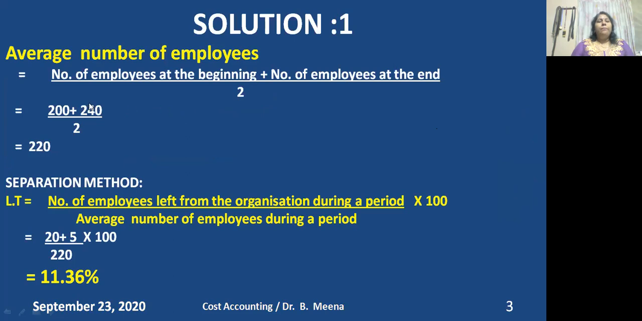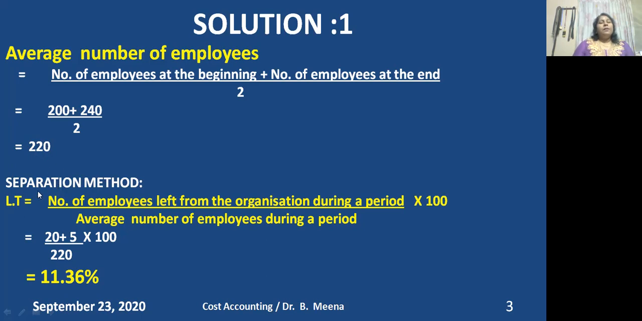Just look at this slide. Number of employees at the beginning plus number of employees at the end divided by 2. So 200 is the employees at the beginning and the number of employees at the end as per the problem was given as 240. So once I calculate the average number of employees, 220, then I'll apply this average number of employees for all the three methods.